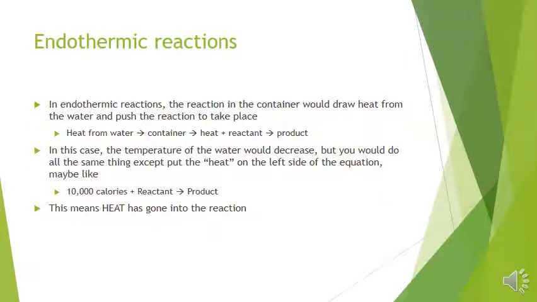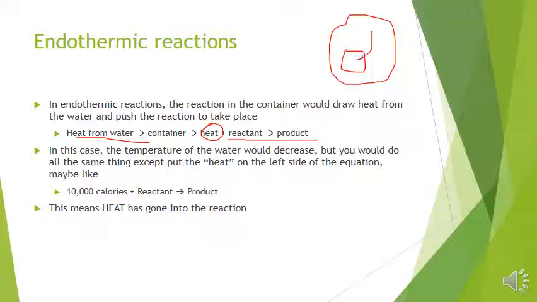Okay, endothermic reactions. In this case, we have our container and we have our water. To turn the reactant into product, you need to add heat. And where does the heat come from? It comes from the water. So the heat is going to go from the water into the container, and it's going to cause this reaction to take place. In this case, the reactant is going to have smaller enthalpy than the product by this amount.